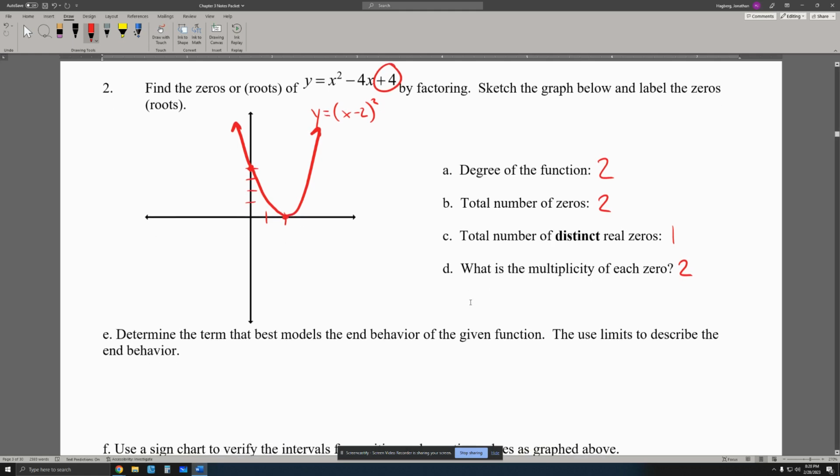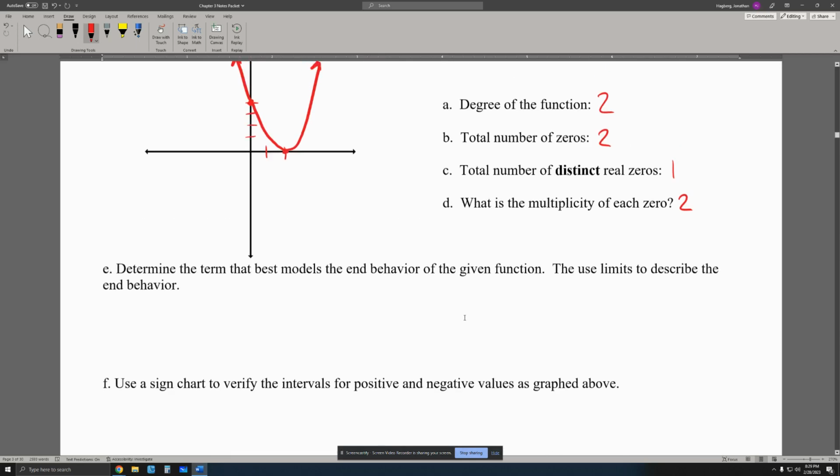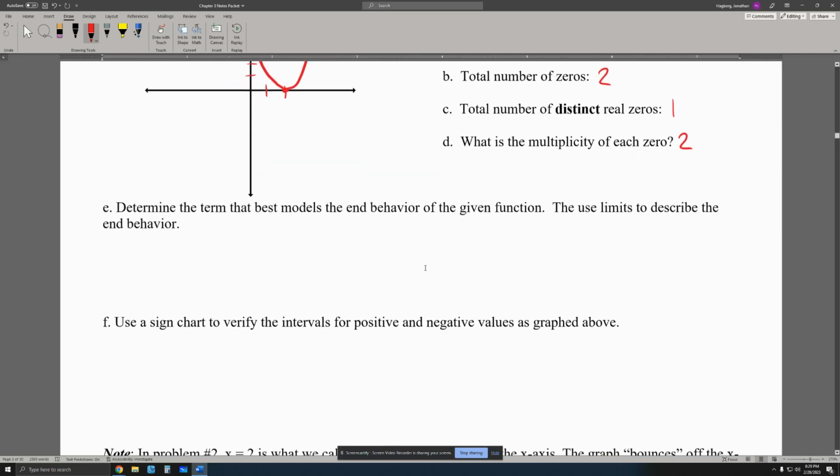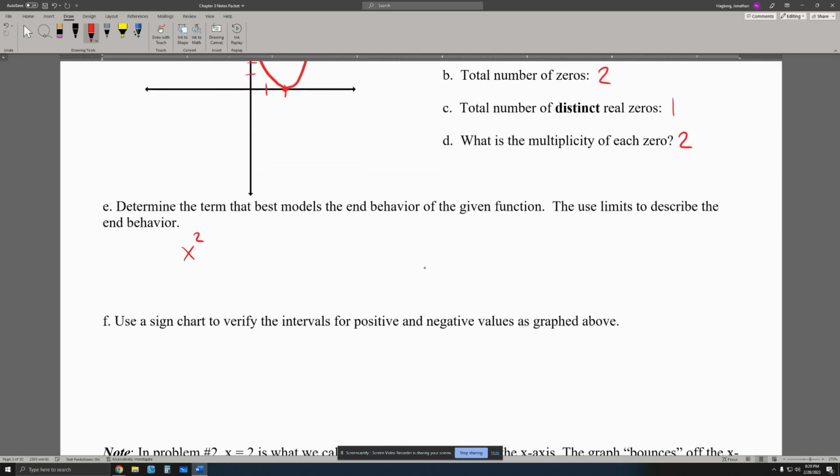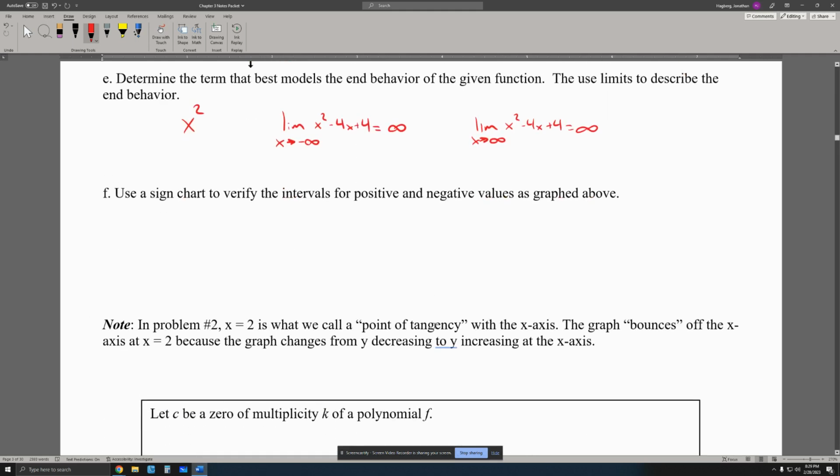Okay, determine the dominant term of this function. Well, the dominant term is again going to be that quadratic term, so x squared. So we can determine the end behavior of this function. The limit of x squared minus 4x plus 4 for x approaching negative infinity is equal to positive infinity. And then the limit of x squared minus 4x plus 4 as x approaches positive infinity is equal to positive infinity. So let's go ahead and draw a sign chart.